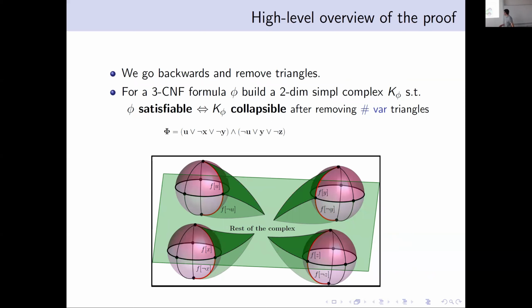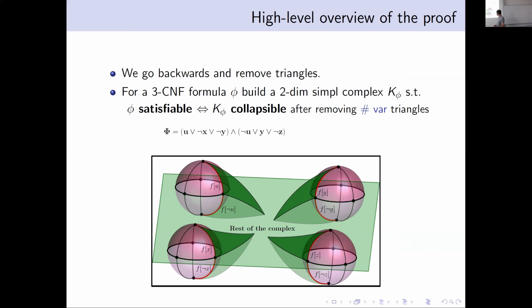It's exactly the number of two-dimensional holes in our complex. So here it's exactly the number of spheres we have, and we have a sphere for each variable. Therefore, the number of triangles we can remove originally is the number of variables. For each of these spheres, we can decide whether we remove the triangle in the top hemisphere or in the bottom hemisphere. That corresponds to whether we have chosen the positive or negative assignment for this variable.